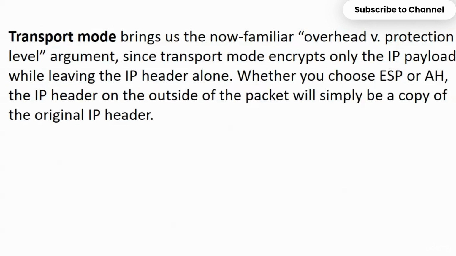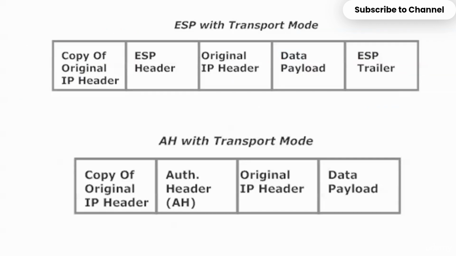And transport mode brings us that now familiar overhead versus protection level argument, because transport mode is going to encrypt only the IP payload. It's going to leave the IP header alone. And it's a bit of an oddity here. You will still have an outside IP header, but it's just going to be a copy of the original header. And that's whether you choose ESP or AH.